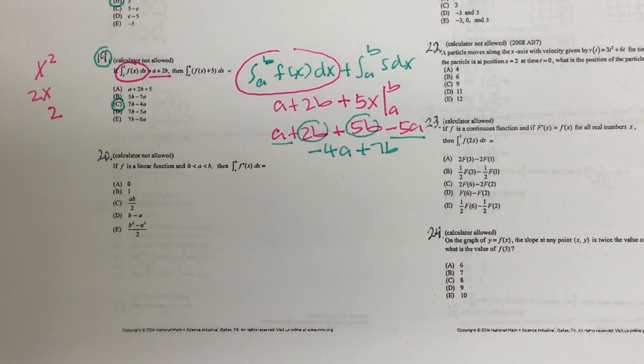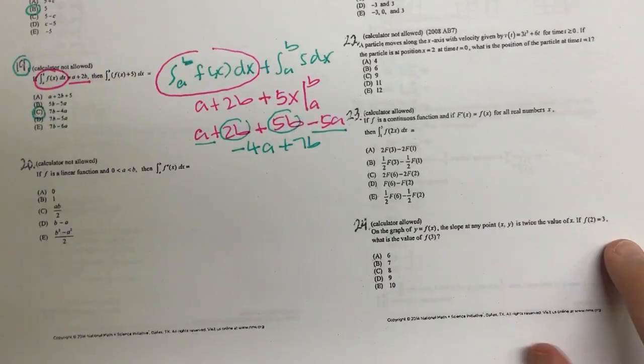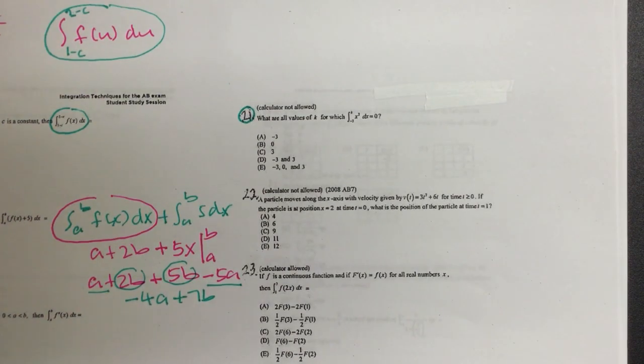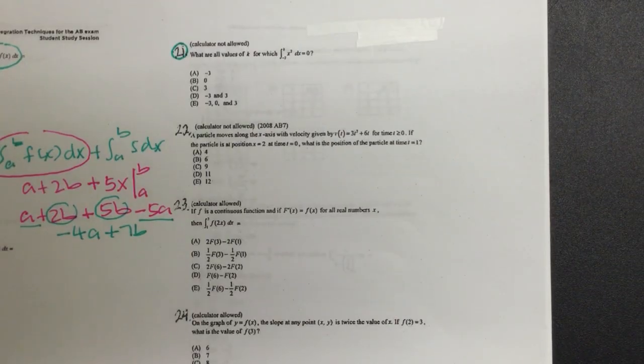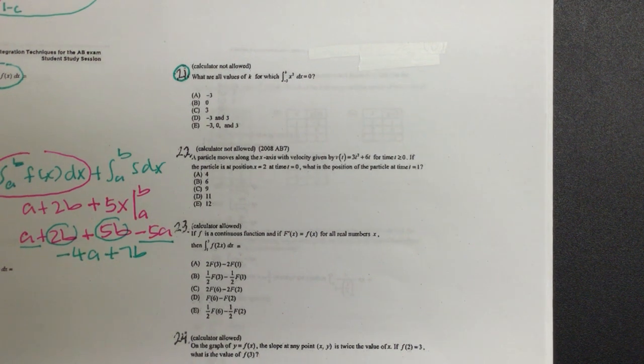Not bad. Let's do 21. Okay, Gianta, let's read 21. What are all the values of k for which the integral of x squared dx equals 0? So we need to first integrate and set that equal to 0 and see what the k value is.